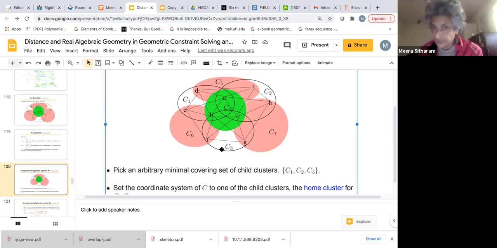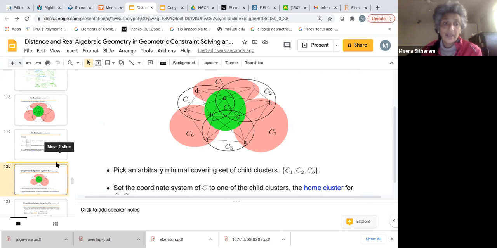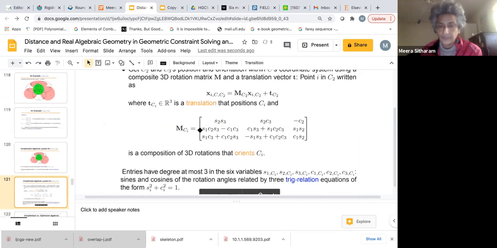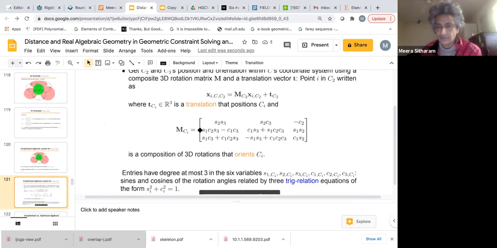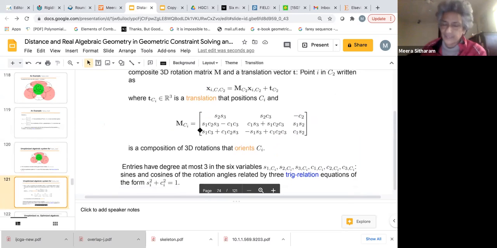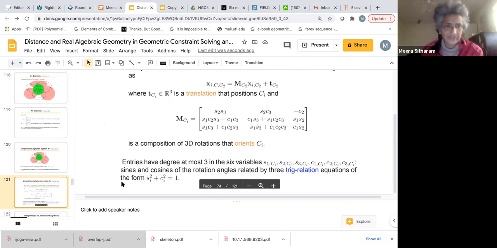So you only solve those three children. And then, in order to get the system for C, you add these three distance constraints plus two incidence, one, two, three incidence constraints, okay? And then you do the obvious local coordinate systems being transformed using rotation and translations. And that gives you a bunch of variables which are connected by trigonometric relations.